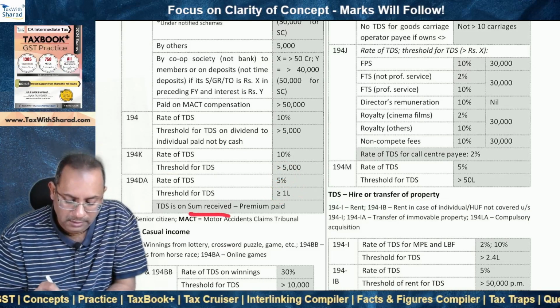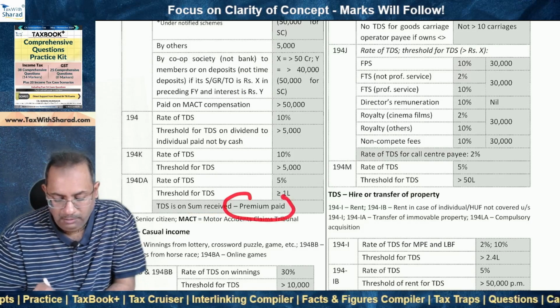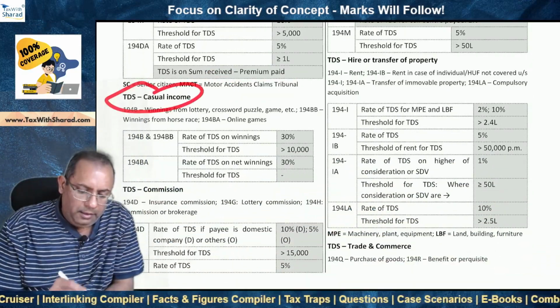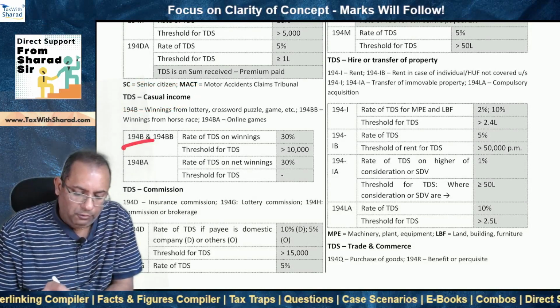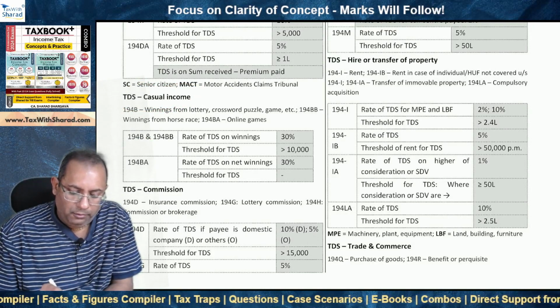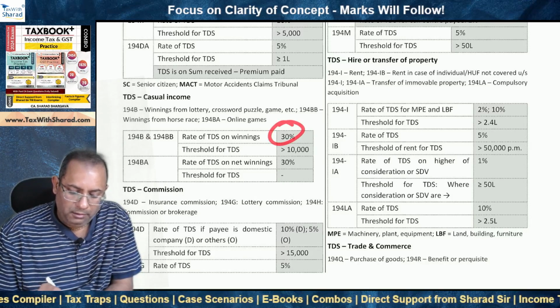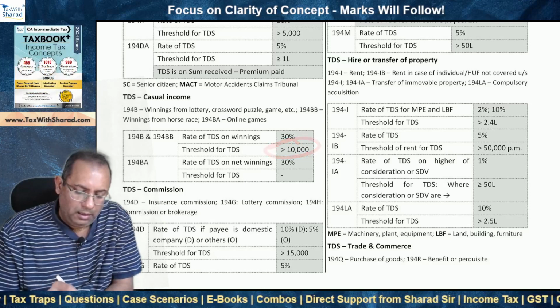It is on the sum received from which you deduct the premium paid. So it is basically the income component on which TDS is to be applied. TDS on casual income, section 194B and 194BB, that is winnings from lottery, crossword puzzles, games, etc., and winnings from horse races. Rate is 30% and threshold for TDS is more than 10,000.